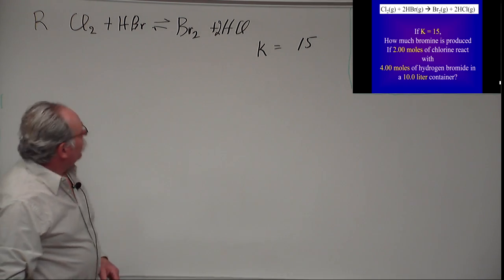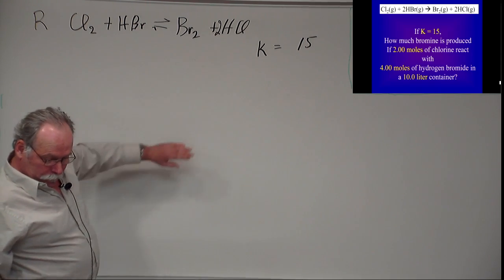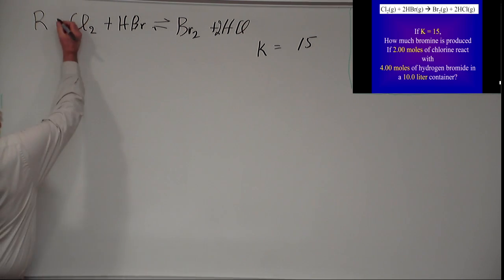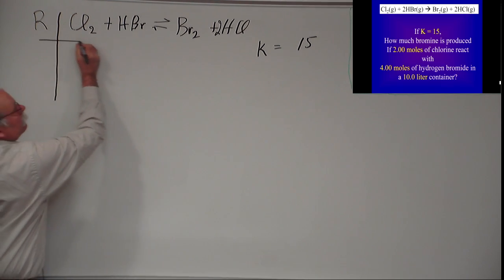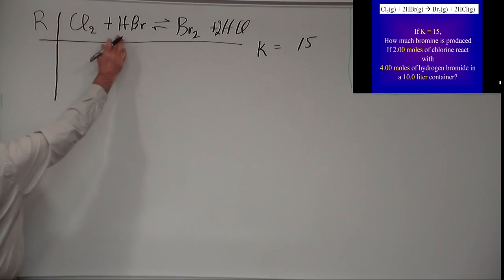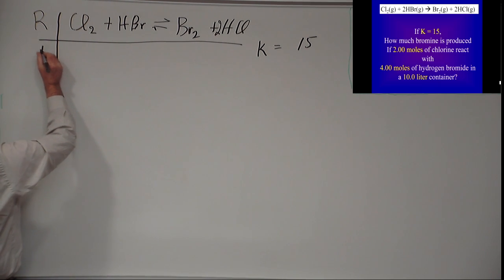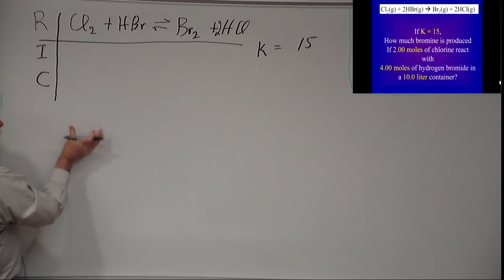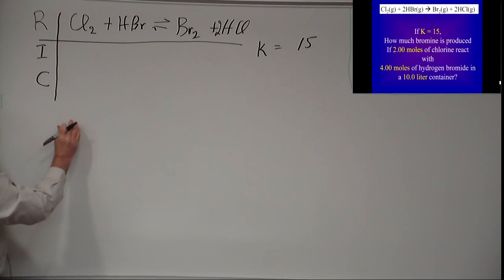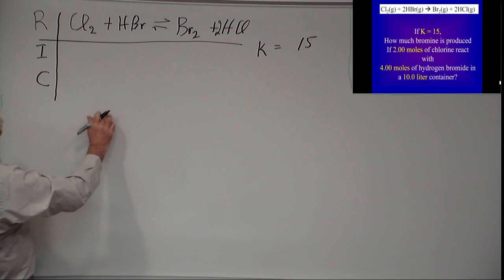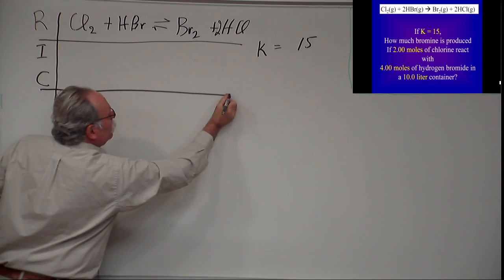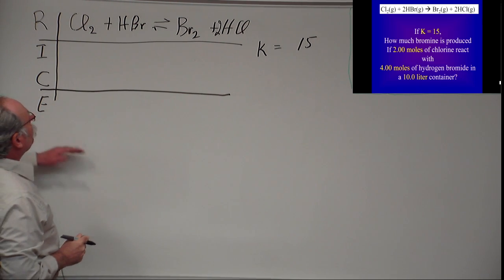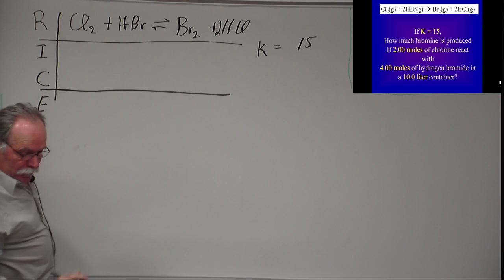And what we want to do is calculate the amount of bromine produced if we have 2 moles of this and 4 moles of this in a 10-liter container. So we're going to set up an ICE diagram, okay? We start with the reaction, and then we write in the initial conditions, what we start with. Then we have an expression to say how the reaction evolved as it went from its initial condition to equilibrium, when the reaction was over. And then we need the equilibrium concentrations, which is how much of each species is present once the reaction is over.